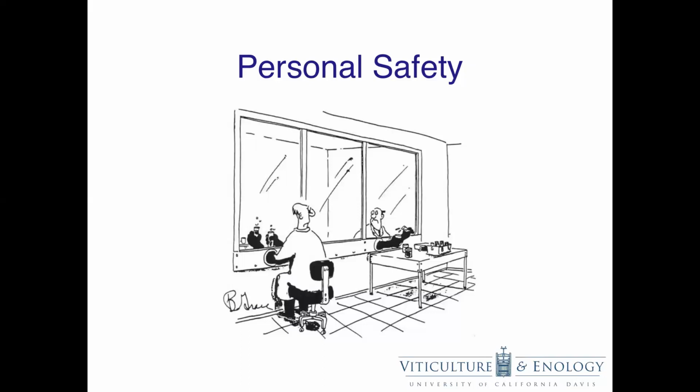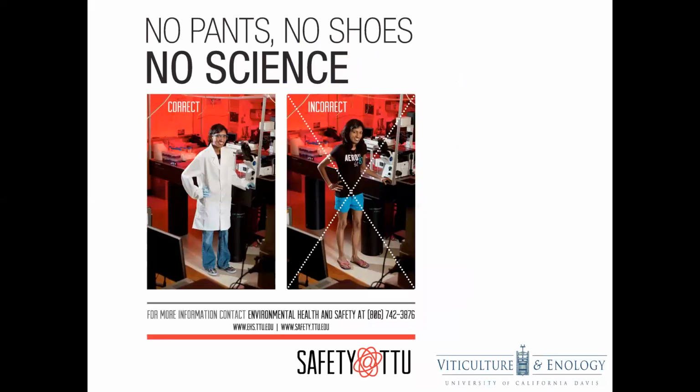Now we will discuss personal safety in the laboratory. Proper attire is required in order to work in a laboratory. Long pants or skirts must be worn. In other words, you must be covered from the waist down. Stockings, nylons, and leggings or jeans with holes in them are not acceptable. You must also wear closed-toe and heel shoes that fully cover your feet. Tying up long hair is advised.